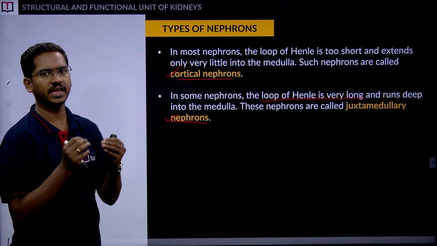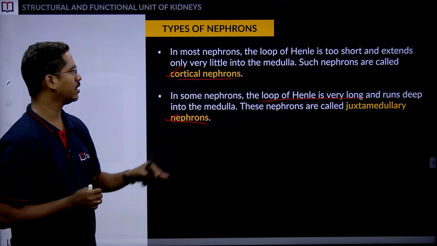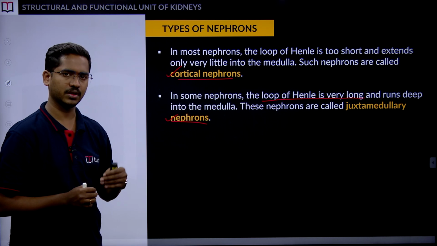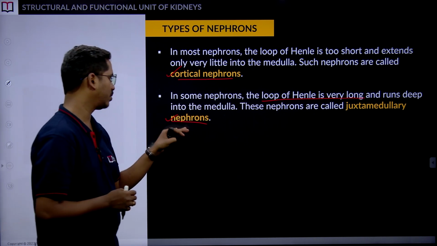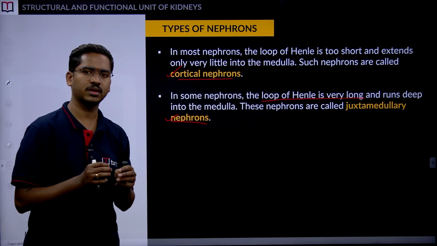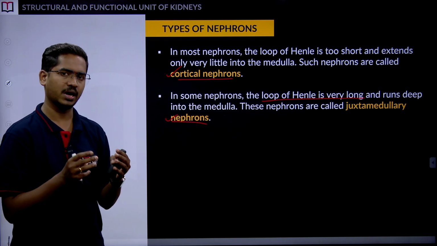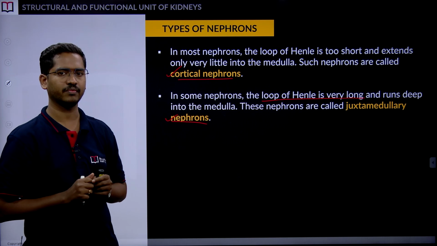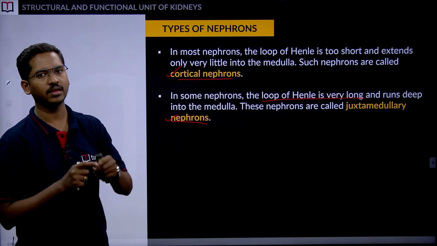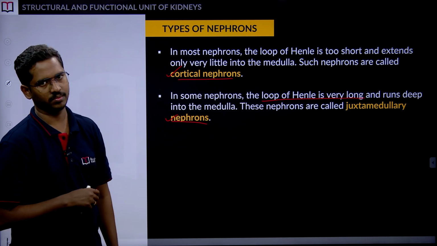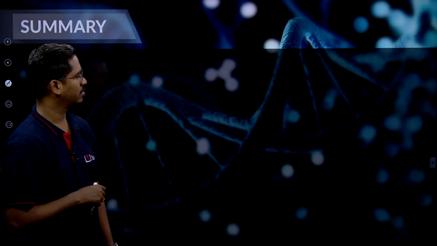So, these are the striking differences between the cortical nephrons present in the cortex region and the juxtamedullary nephrons, they are seated deep inside the medulla. Medulla is a part inside the pyramid of the kidney, that is renal pyramids. Okay. So, fine. So, hope you understood this session.